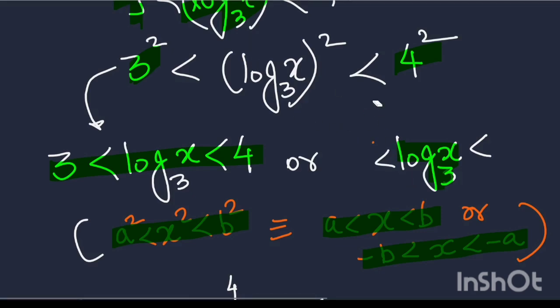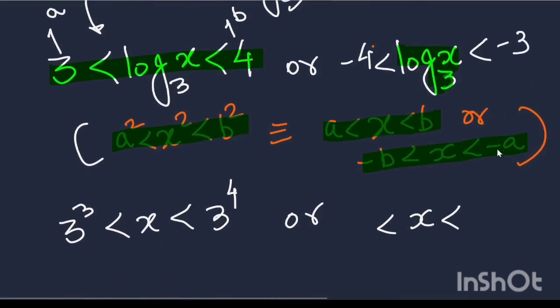So the question mark would be replaced by minus b to minus a. So minus, this was a, 3 was a, 4 was b, so minus b means minus 4 to minus 3, it becomes. Now using the definition from here to here, 3 will come out and push 3 up, so this becomes 3 cube, again this becomes 3 to the power 4.